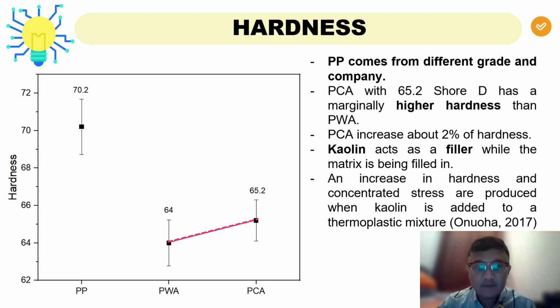Besides, since the PP was manufactured by a different company, the parameters of producing the aggregates were also different, resulting in a higher hardness result. PCA with 65.2 Shore D has a marginally higher hardness than PWA. PCA increases about 2% of hardness. Kaolin acts as a filler while the matrix is being filled in. Anuar 2017 said an increase in hardness and concentrated stress are produced when kaolin is added to a thermoplastic mixture.